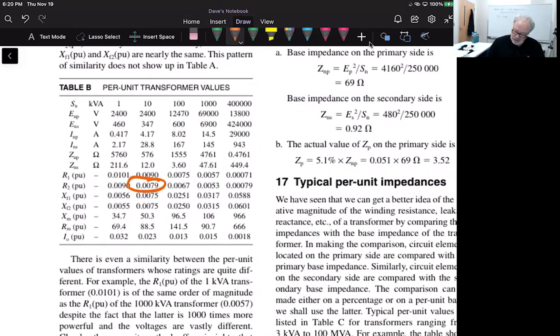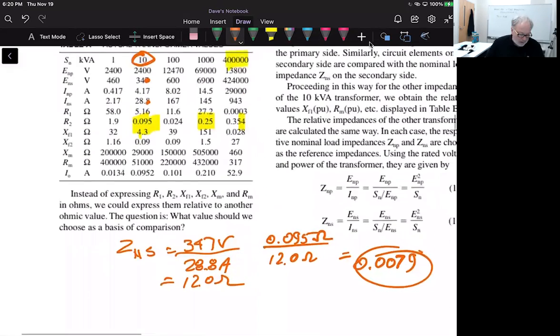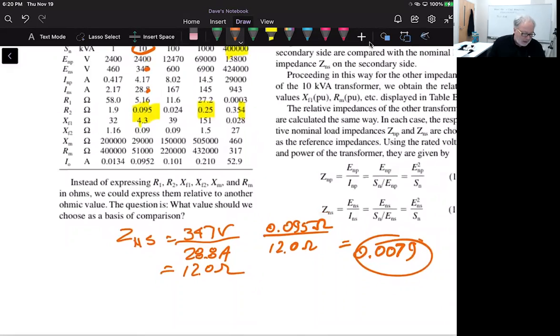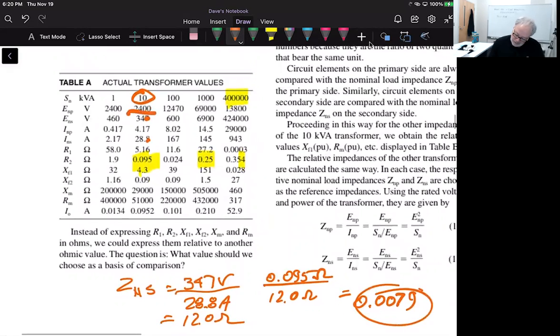Now let me go back to this, and we'll work through another one of these. He says similarly, the load impedance on the primary side is 2400 volts divided by 4.17 amps for INP.